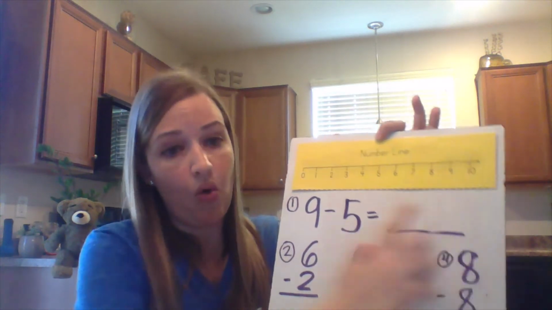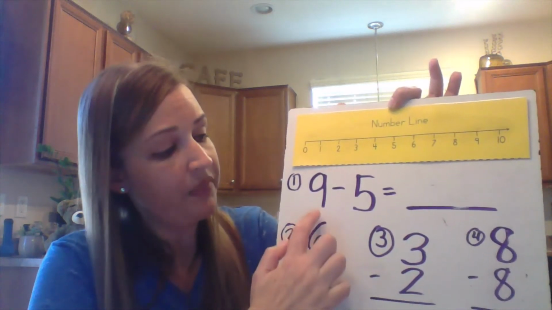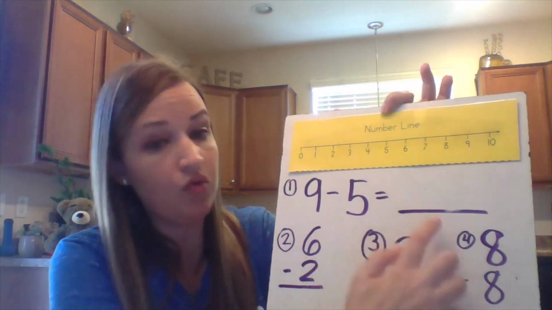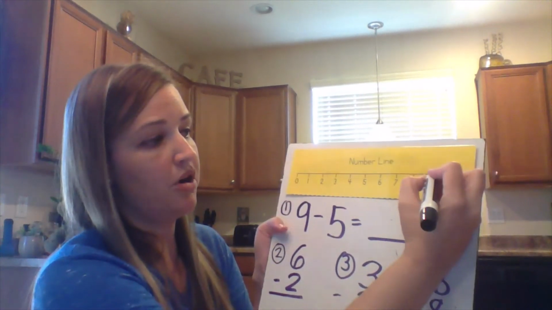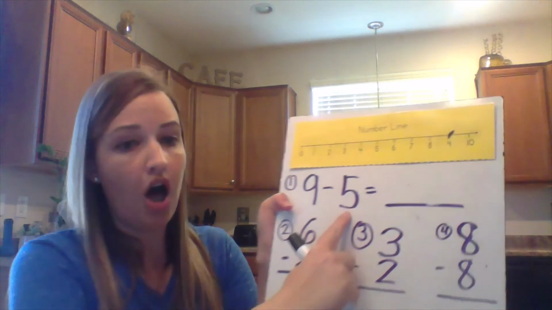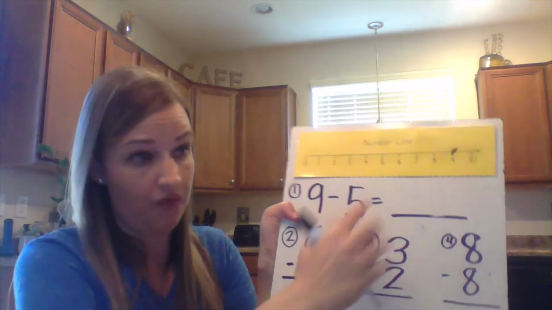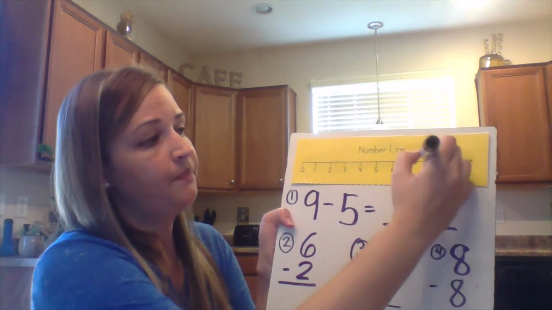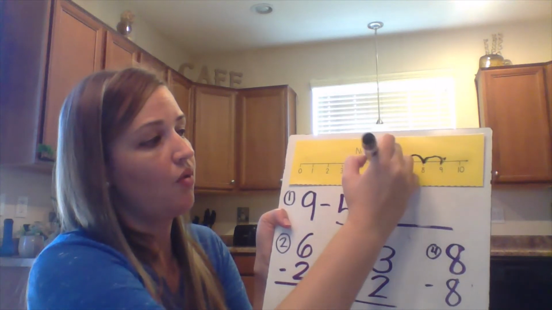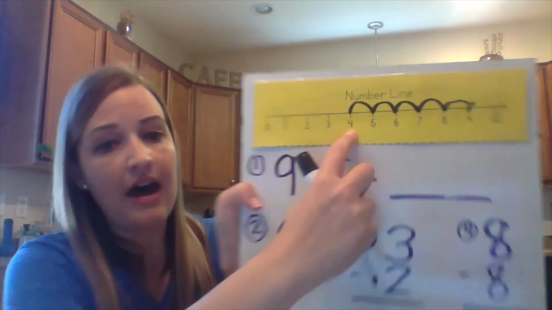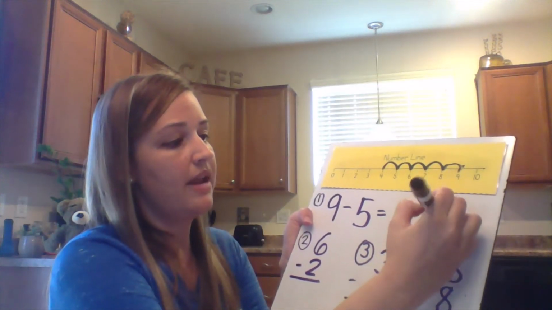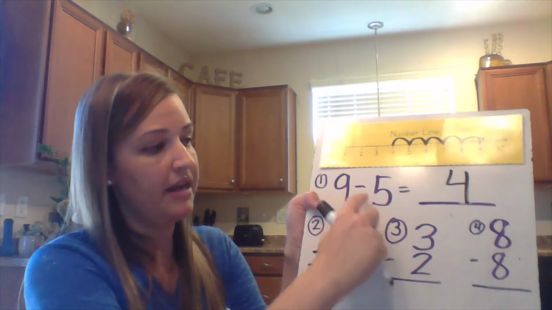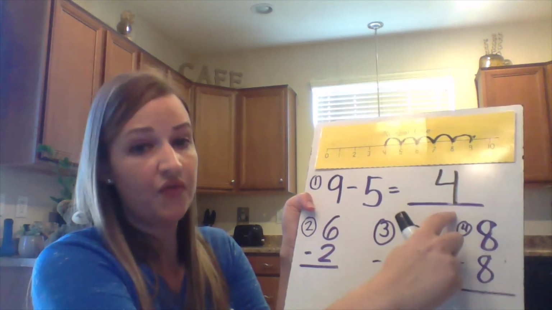I've written it horizontally, and it says 9 minus 5 equals blank. Well, let's figure that out with the number line. I'm going to start on 9. I'm going to put my marker there. And now I'm going to hop backwards 5, okay? So 1, 2, 3, 4, 5. What did I land on? 4. Good. So now it says 9 minus 5 equals 4.